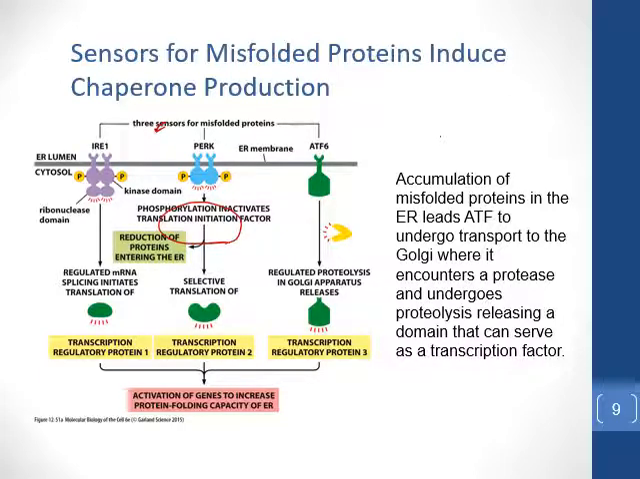Okay, so let's look at what happens here. It turns out that when PERK senses misfolded proteins, we're going to activate a kinase domain. And that kinase domain, as we'll see on the next slide, is then going to be responsible for phosphorylating something that reduces protein entry into the ER. So let's go to the next slide and see how that works.